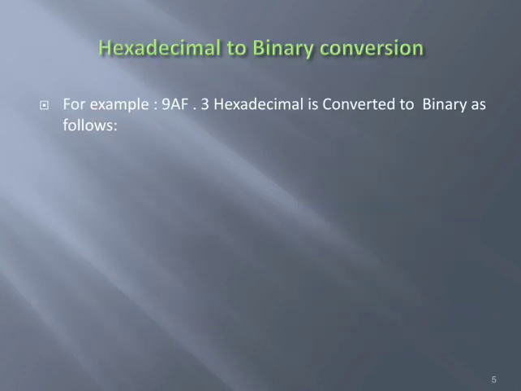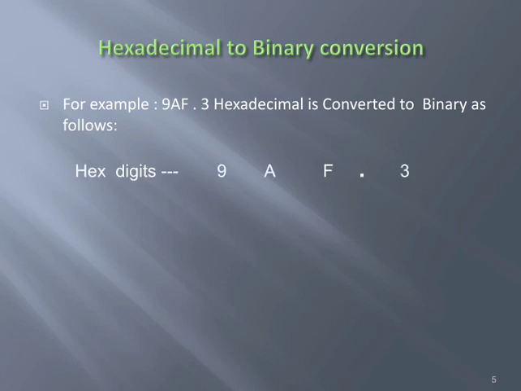Next we will see an example of converting hexadecimal number to binary number. In the example I have considered the hexadecimal number 9AF.3. That point is nothing but the hexadecimal point. In the case of decimal it will be decimal point, in the case of binary it will be binary point, in the case of octal it will be octal point, and in the case of hexadecimal it will be hexadecimal point.